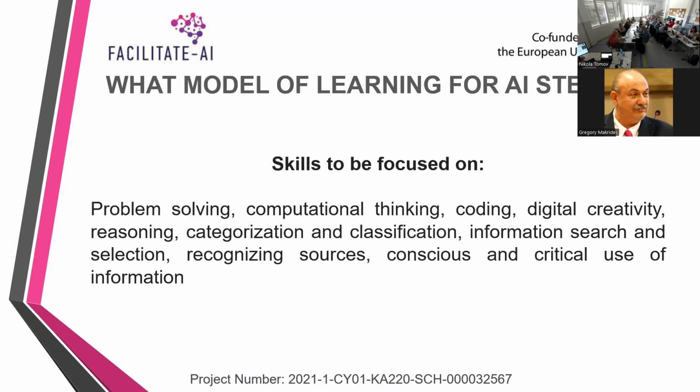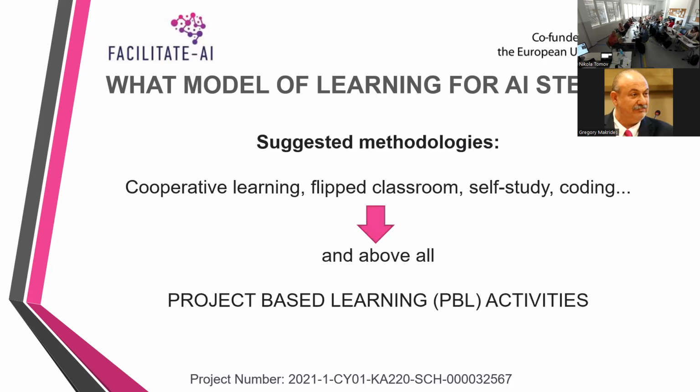So what are the main skills that have to be taken into account, have to be focused on, when we think about a model of learning related to the AI STEAME models? Of course, problem solving, computational thinking, coding, digital skills, reasoning. Here we just point out some of the main relevant skills: categorization and classification, search of information and selection of the information, recognizing the source, the importance of the source, the different sources that they can find on the web, and conscious and critical use of information.